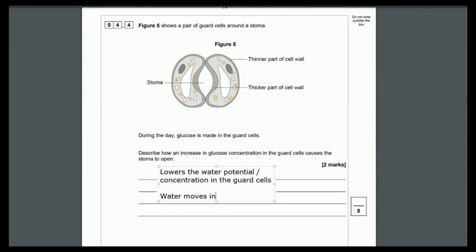If you put sugar inside a cell or glucose inside a cell, you lower the water potential or the water concentration.